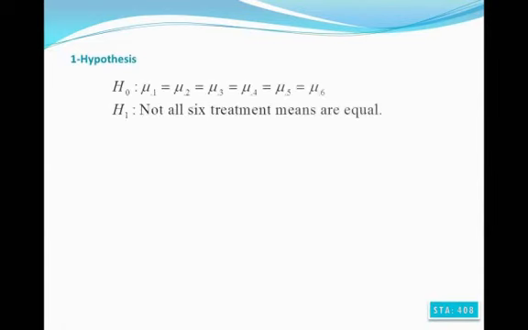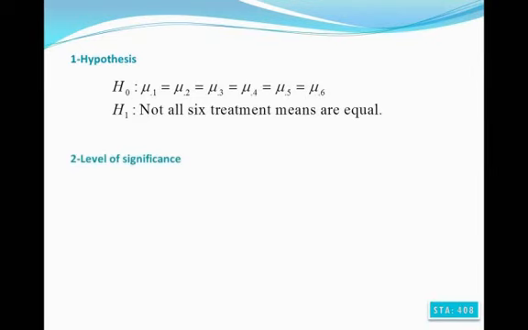First step is hypothesis. You have to formulate a hypothesis: H naught, mu dot 1 is equal to mu dot 2 is equal to mu dot 3. It means that the mean of the first treatment is equal to the mean of the second, is equal to the mean of the third treatment, and so on up to mu dot 6. All the 6 treatment means are equal. This is formulated as the null hypothesis. Alternatively, H1 shows that not all 6 treatment means are equal.